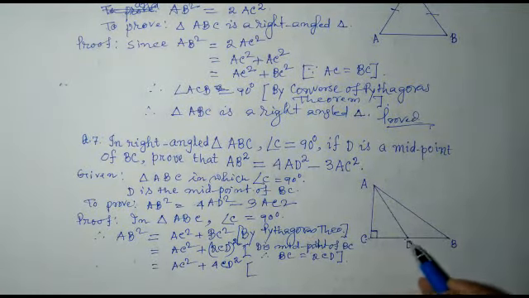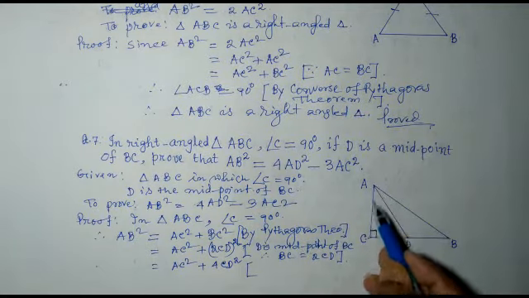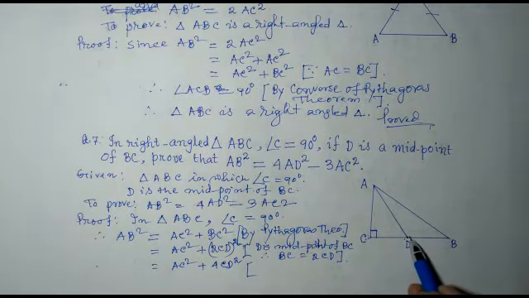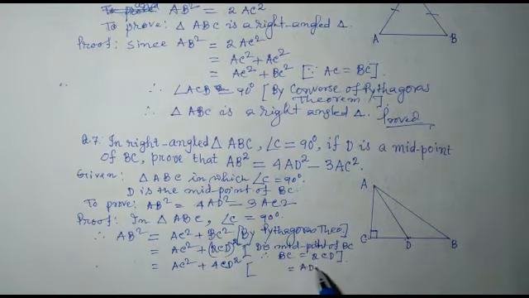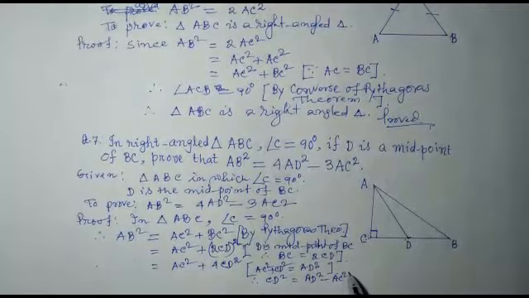Look at this small triangle. In this small triangle, angle C is a right angle. So we can say in right triangle ACD, the hypotenuse is AD. So we can write here AD square equals the other two sides, AC square plus CD square. Then we can write, therefore, CD square is equal to AD square minus AC square.